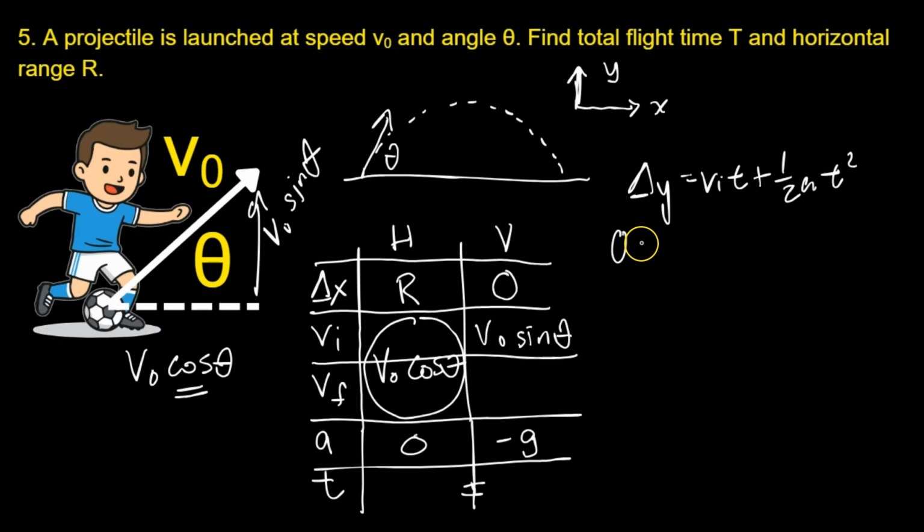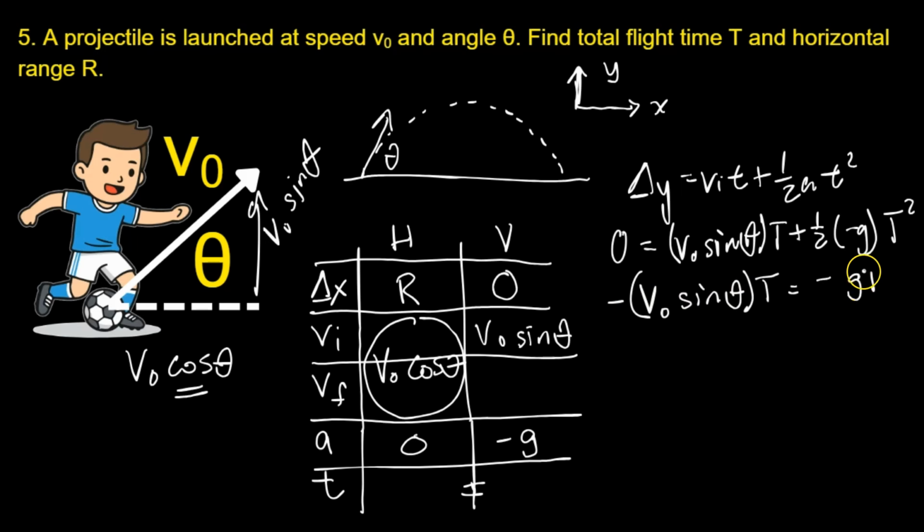Delta y is 0. Vi is v naught sine theta, and t, I'm going to substitute that with capital T here, plus 1 over 2, and the acceleration is negative g times capital T squared. Now I'm going to isolate t. I'm going to solve for t. You'll notice that one of the t's will cancel out, and that leaves us with the time equal to 2 v naught over g times sine theta.